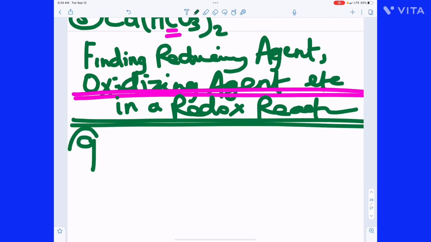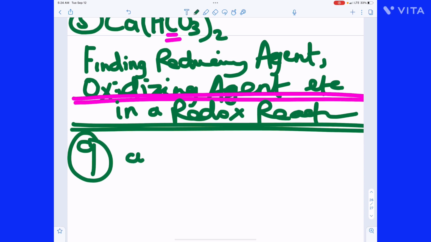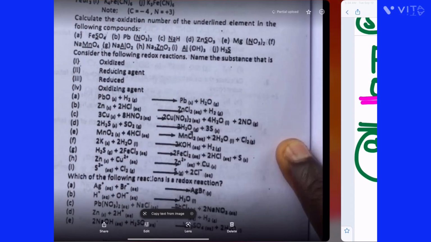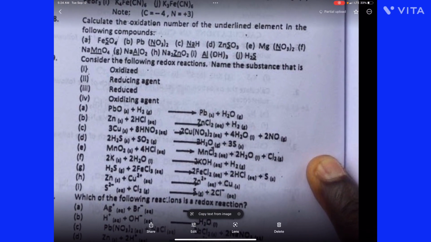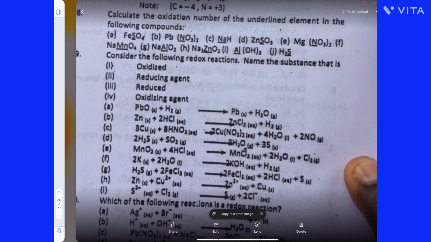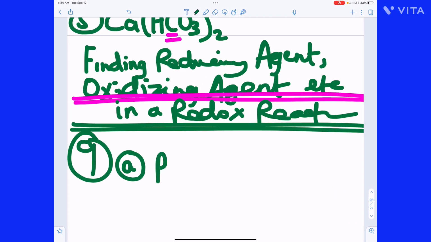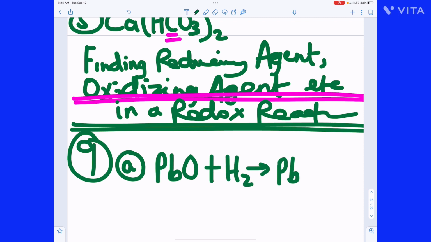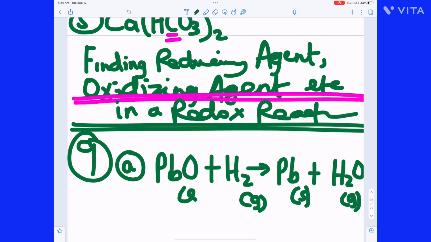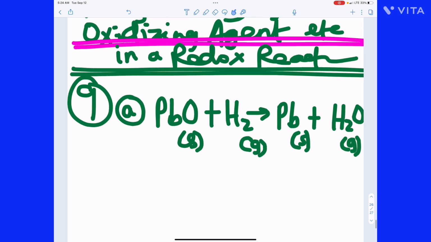Let's go, number 9. In question A, what's the reaction? Lead oxide plus hydrogen to give lead plus steam. Gas, solid, gas, solid. Now in this question, let me jot down what we have to find first.